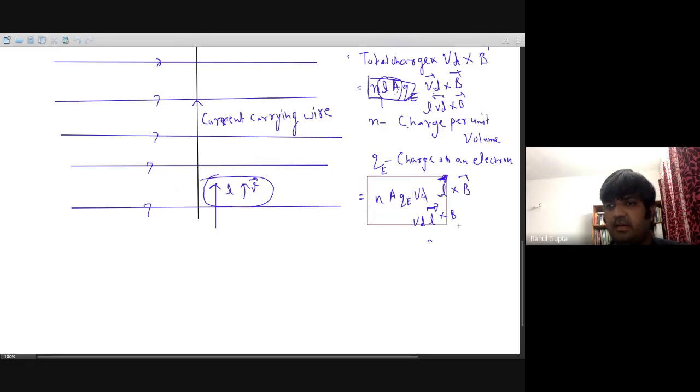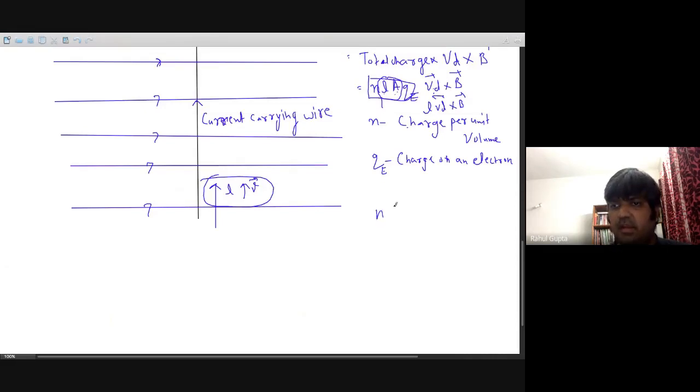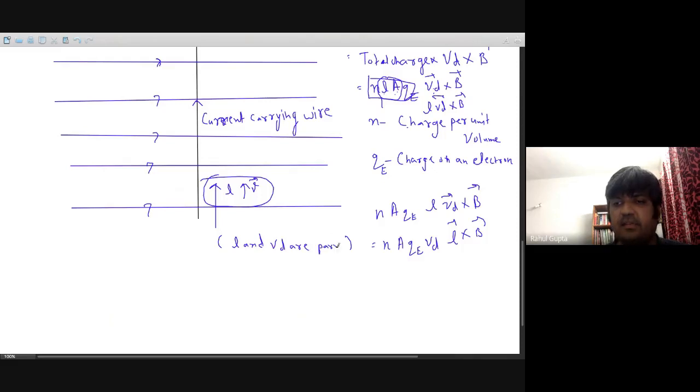I will again rewrite that exchange part. So I say N A Q E L VD cross B. Now L is a scalar, VD is a vector. It becomes N A Q E VD L cross B. Why? Because L and VD are parallel in this case. Mind it, they need not be parallel in all the cases. They are parallel in this case. Getting it?